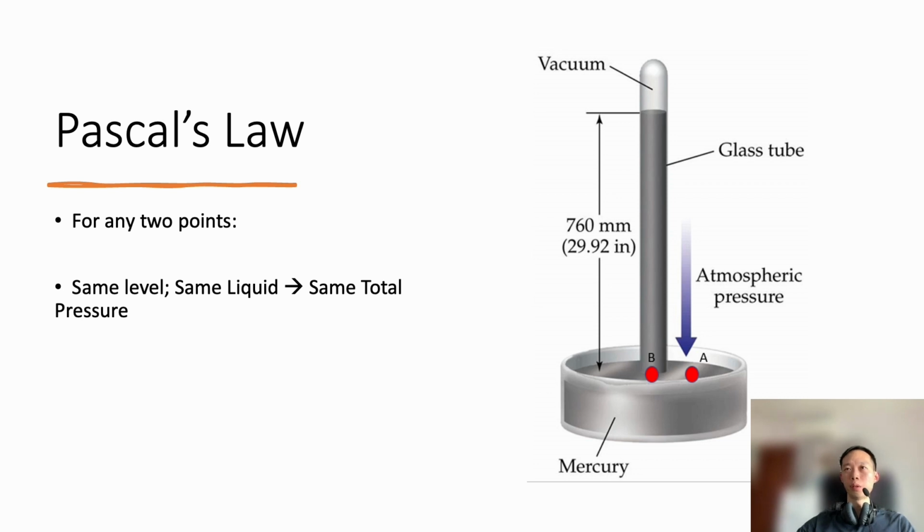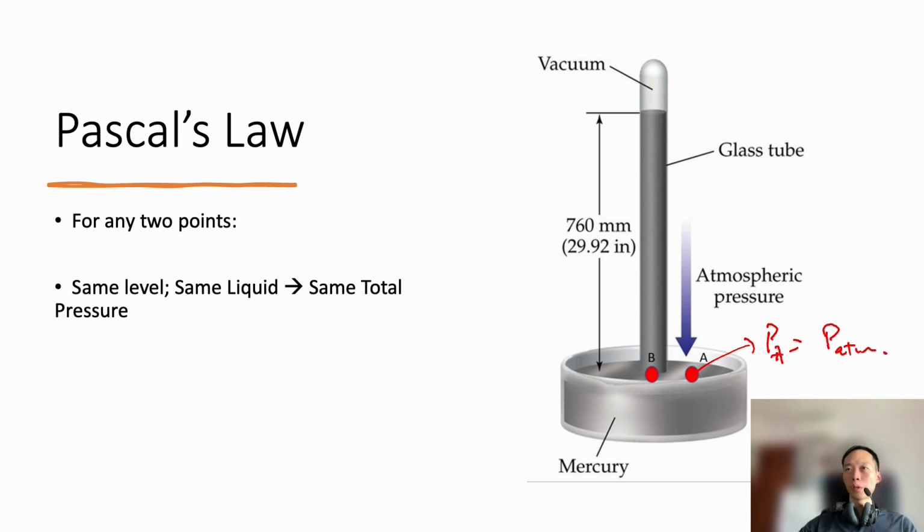The second rule for calculating liquid pressure is this one. It's very simple. For any 2 points, as long as they are at the same level in the same liquid, then there must be the same total pressure. So this is very useful for us to form some mini equations. So let's look at these 2 points, point A and point B respectively. At point A, it's at the surface of this mercury. So the pressure here is just whatever is directly above it, which in this case is atmospheric pressure. Pressure A is equal to the atmospheric pressure.